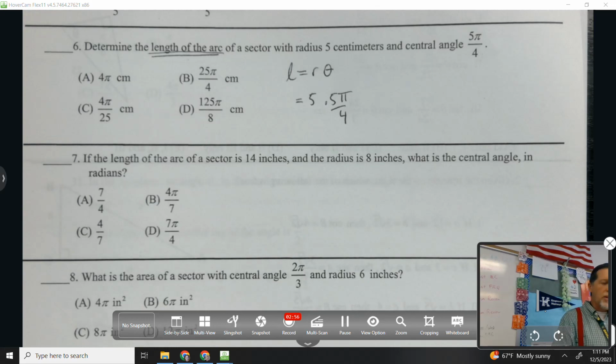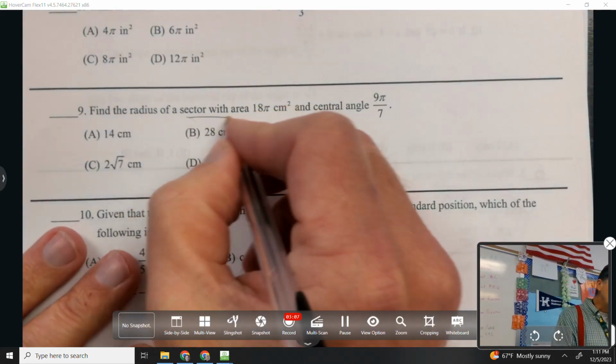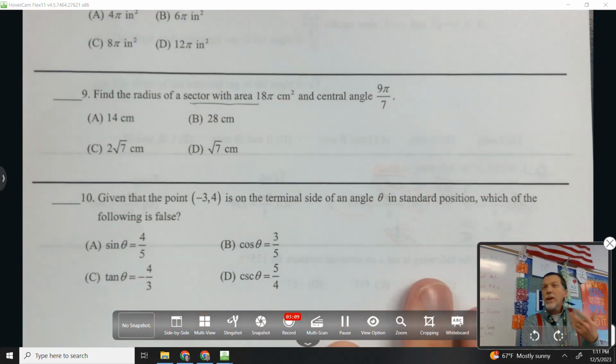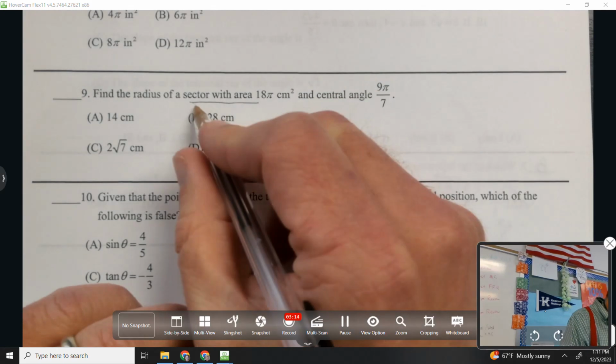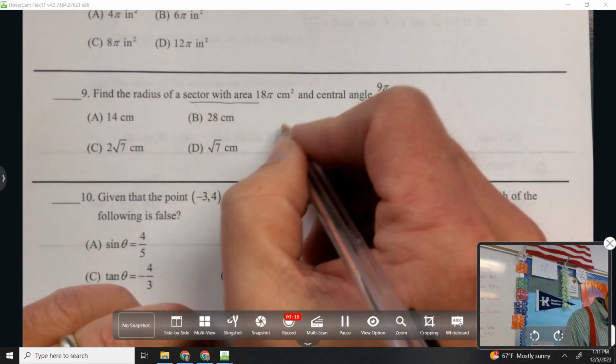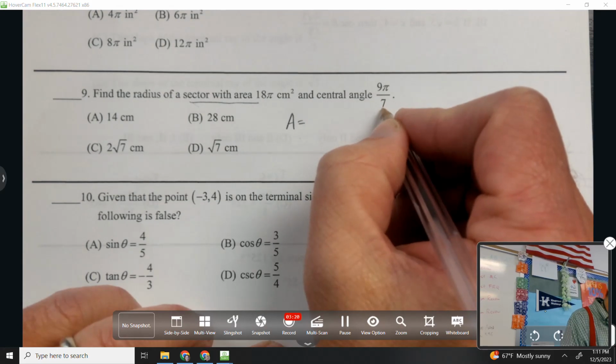So that's 25 pi over 4. As long as you know the formula, that's a pretty easy question. Number 9, another one that's not on this test, but again, it is in the curriculum, so I want to review it while we're here. Find the radius of a sector with area 18 pi squared and central angle 9 pi over 7.